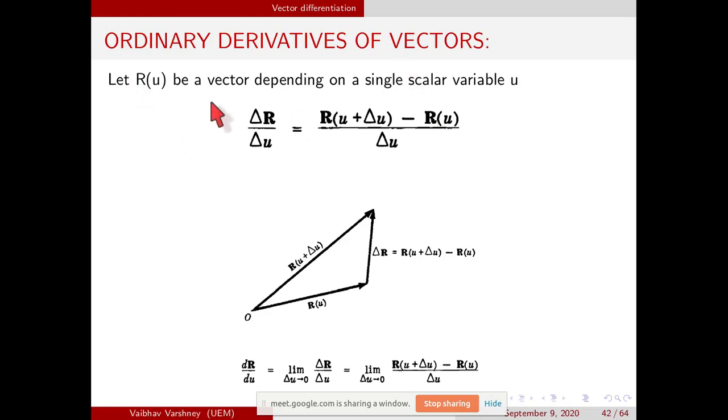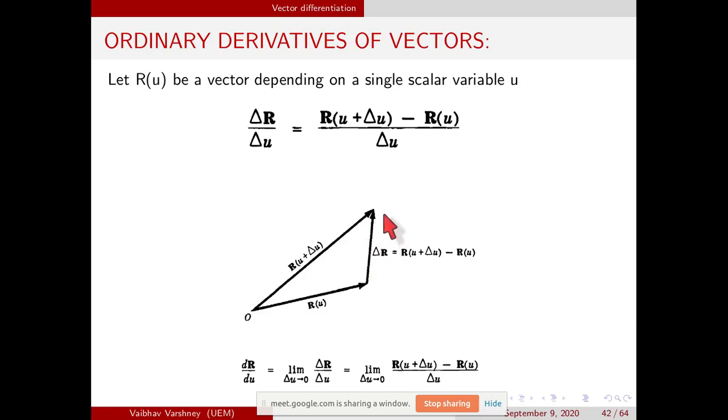If R of u is any vector depending on only a single variable, that is u, then we can write the change in R. Delta basically denotes the change. If you see this figure, this vector is R of u, and we move this vector by a small amount, the axis O fixed, so that this vector converts into R of u plus delta u.